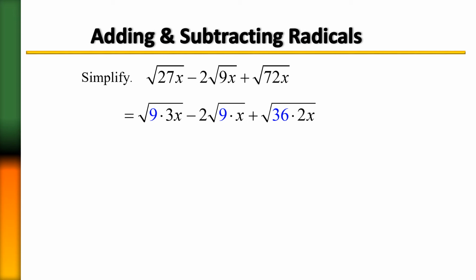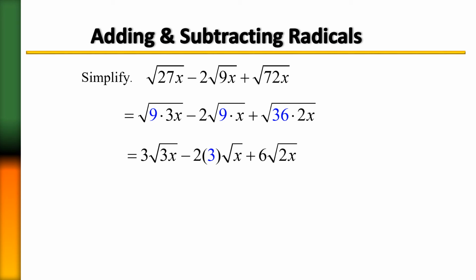So recall, when we take the perfect and solve it, it comes outside in front. If there's a number out there, we will multiply our answer with that number. So we have here square root of 9 is 3. 3 is going to come out here in front. Same thing for the second term. Square root of 9 is 3. 3 will come out and multiply with -2 to give you -6 there. Square root of 36 is 6. 6 will come out front.